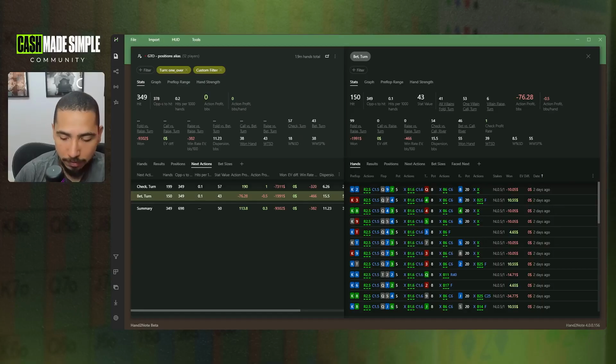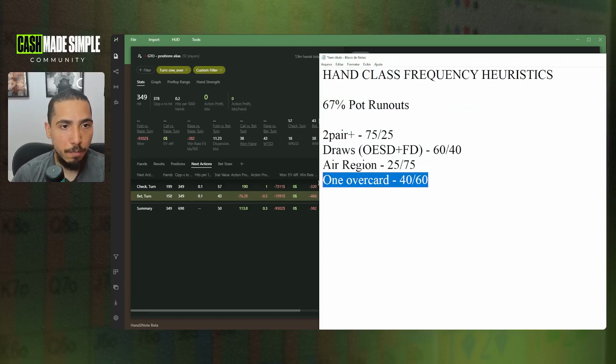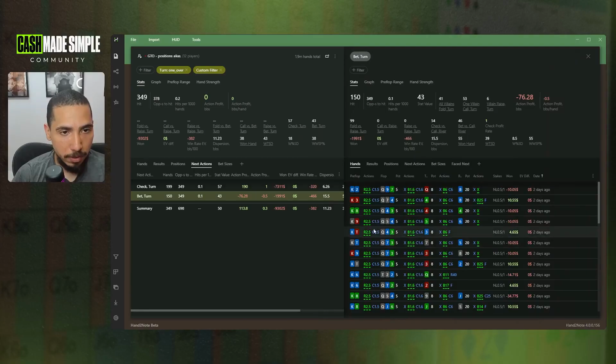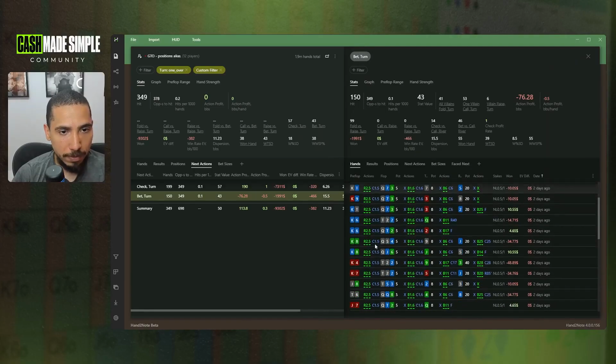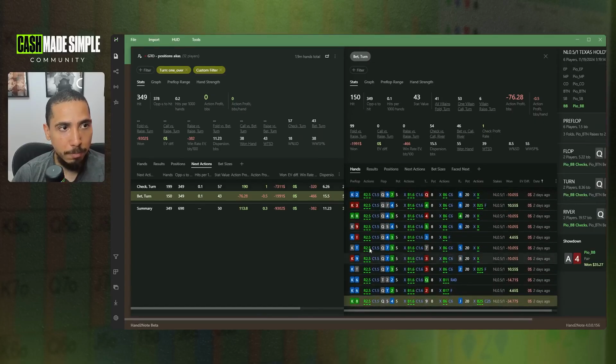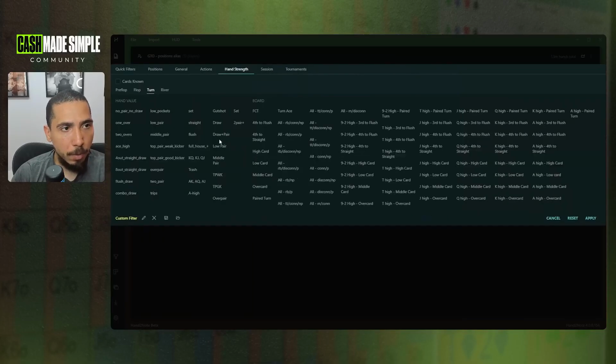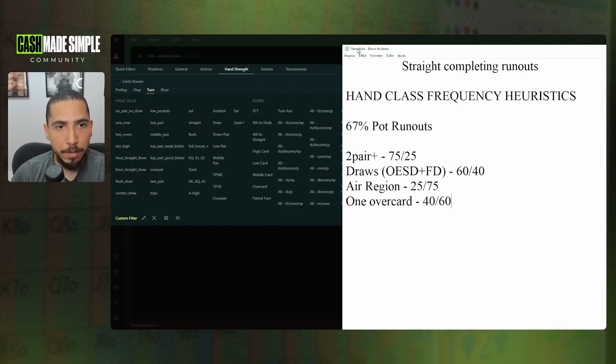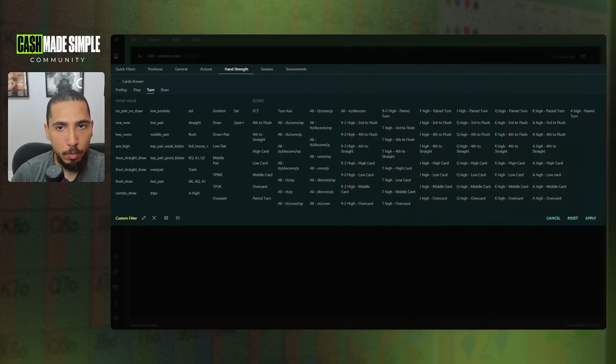To 40-60. 40-60, as you can see here. 40-60 with the 1 over card. Really, really nice. Having that 1 over card already puts us into a spot where we can barrel. So we covered most of the hand classes. We covered 2 pair plus, draws, air, and then 1 over card.